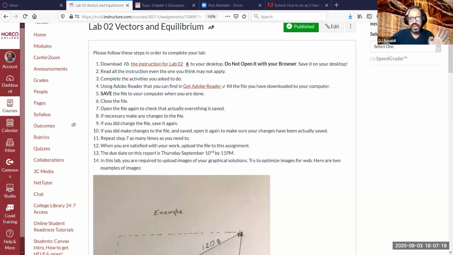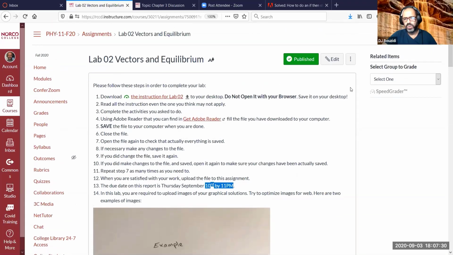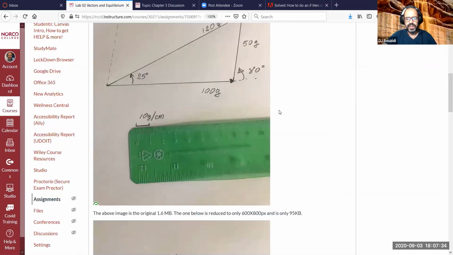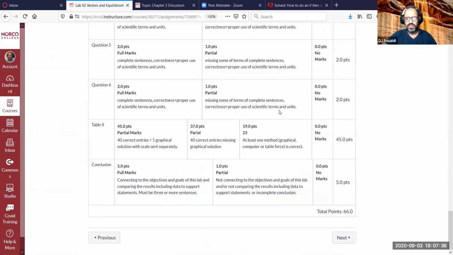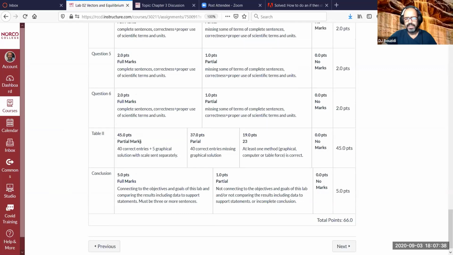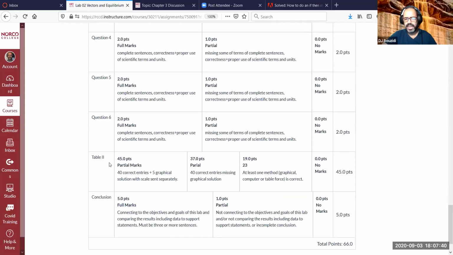Okay, it gives you the same similar instructions basically in what needs to be done. This lab is due a week from today, 11 p.m. Also don't forget you have a rubric, which is at the bottom. You need to follow the rubric in preparing your lab. Make sure the table is there. The table is worth 45 points if it includes pictures. If it doesn't include pictures or it's missing stuff, it can drop as low as basically no points.